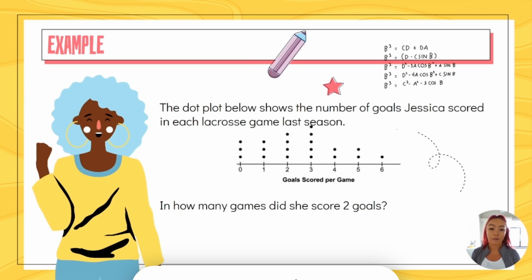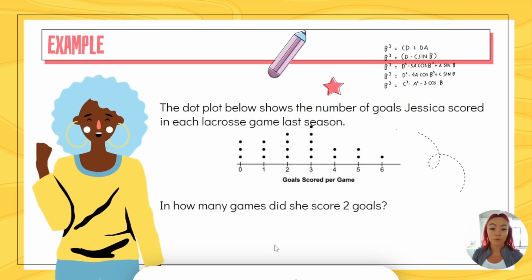I have a dot plot here, and it shows the number of goals that Jessica scored in each lacrosse game last season. And how many games did she score 2 goals? So it's important that we know how to read a dot plot here, right? We have this diagram, but what does it represent? So if you look on the number line, the number of dots above each number represents the number of games that she scored that many goals.